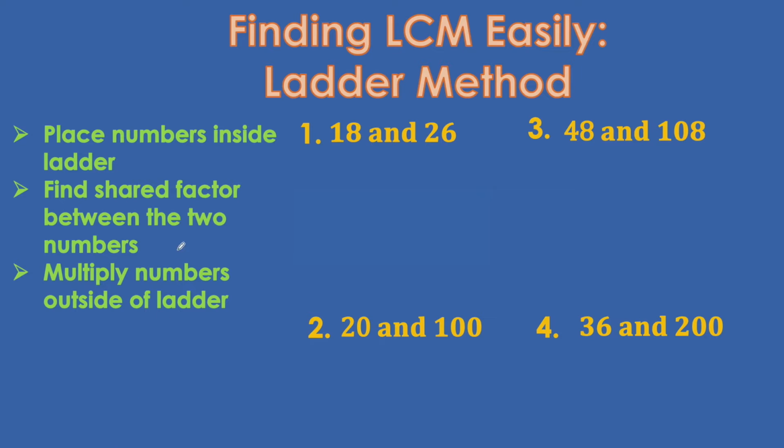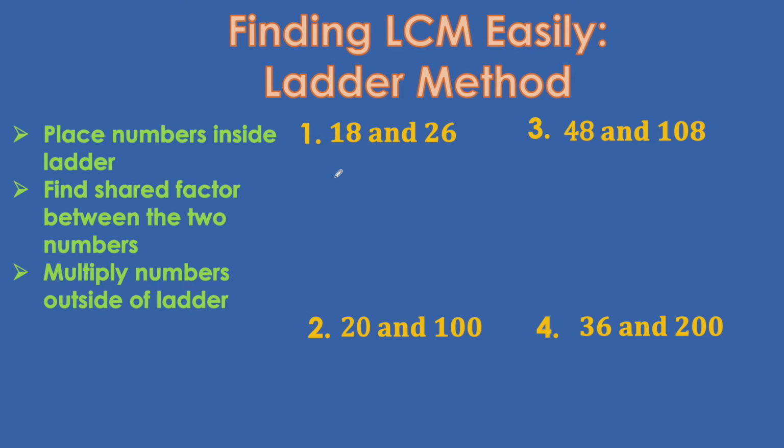Let's get into the ladder method. We have 3 steps here. The first step is to place numbers inside a ladder. The second step, find a shared factor between the 2 numbers. And the third step is to multiply the numbers outside of the ladder.